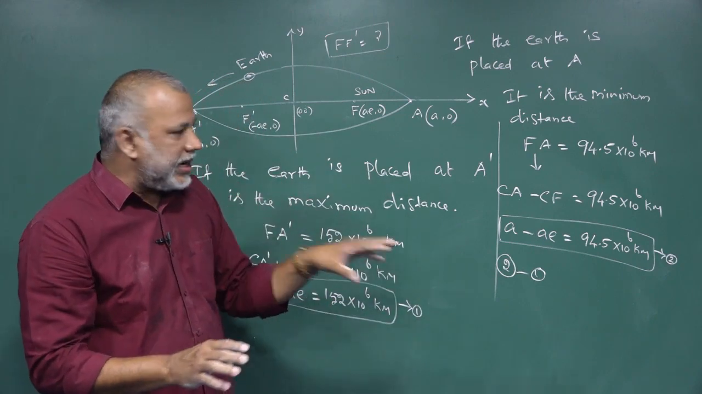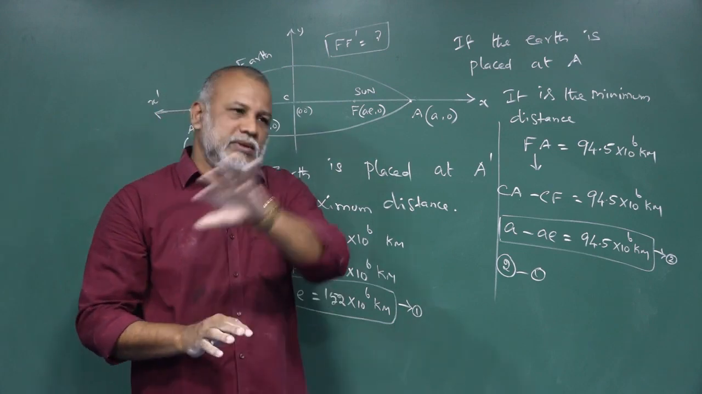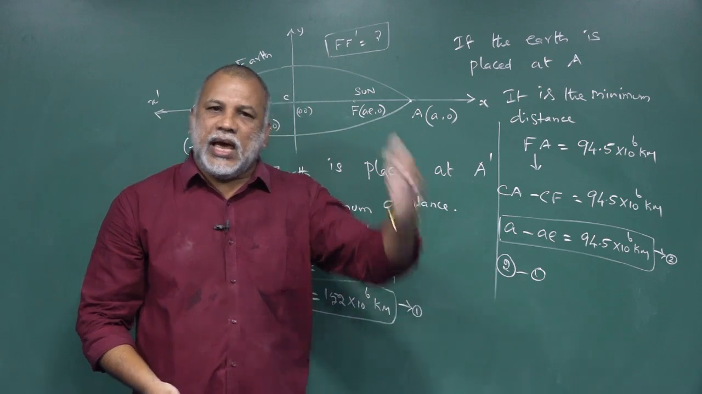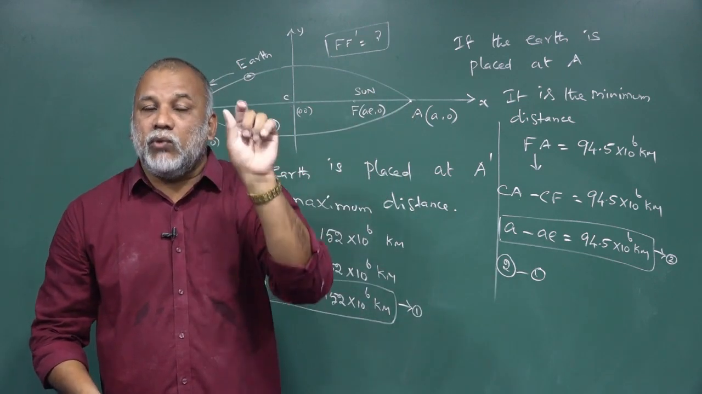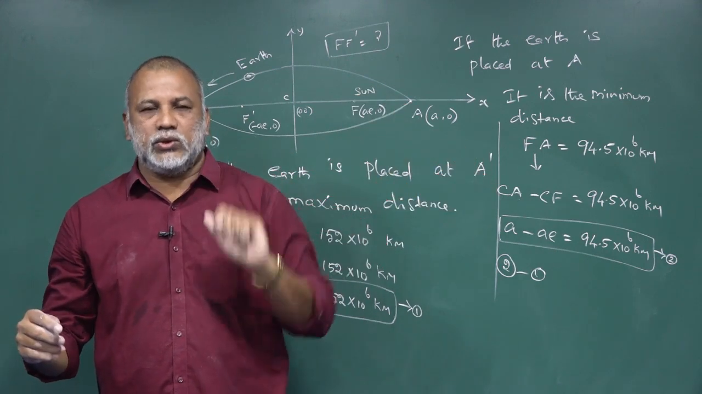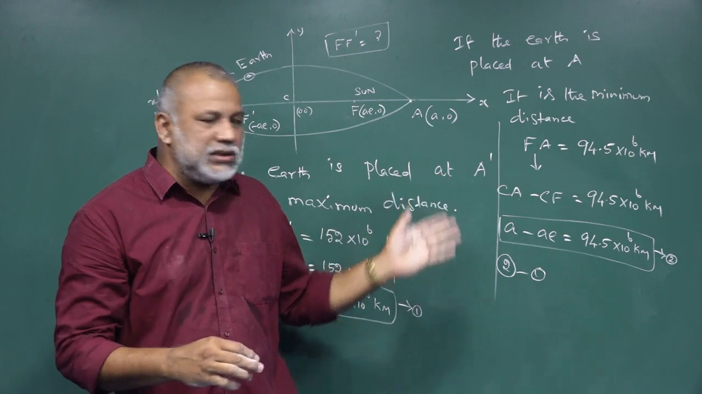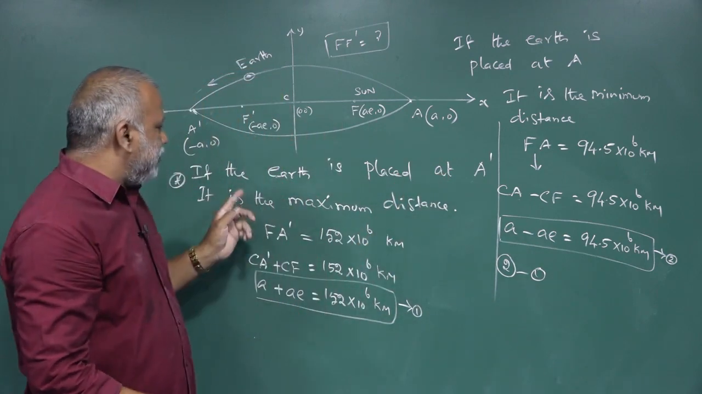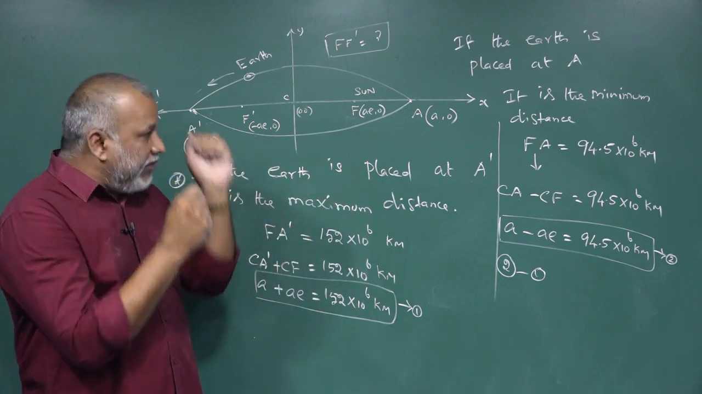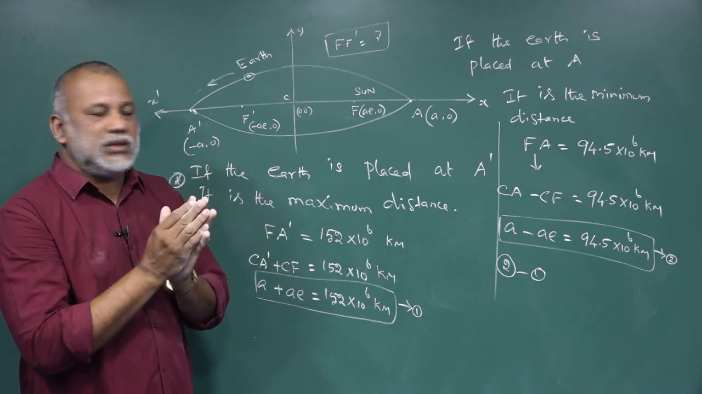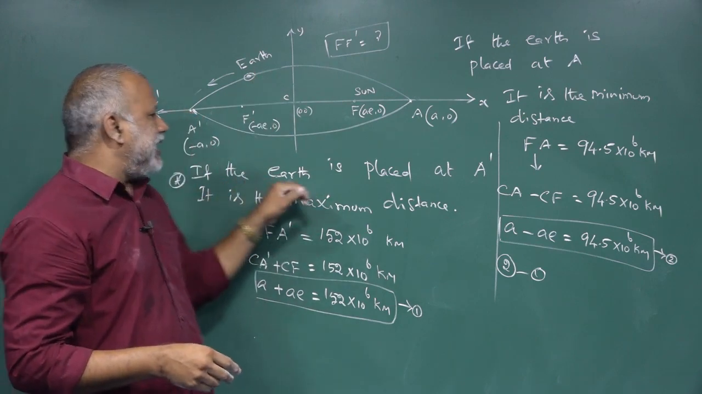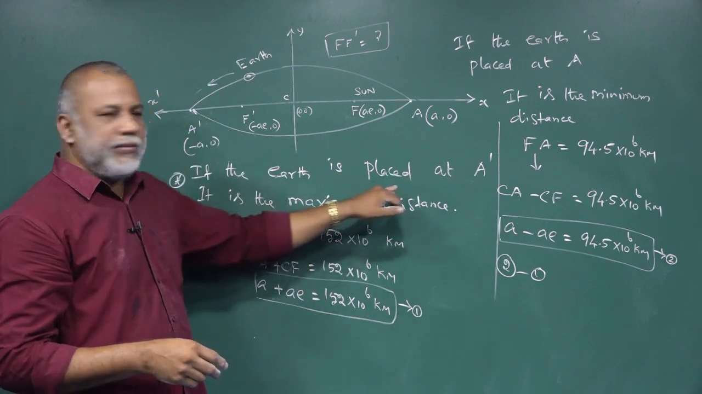See once again, clear idea. You have to apply this. This is an application problem. From lower classes onwards you are using the sentence, earth revolving around the sun. So what is the maximum distance from sun to earth? That is one question. What is the minimum distance? These two data are already given. This is the maximum distance, 152 into 10 to the power 6. When the maximum distance is possible, that is the concept: make a sentence. If the earth is placed at A dash, it is the maximum distance.